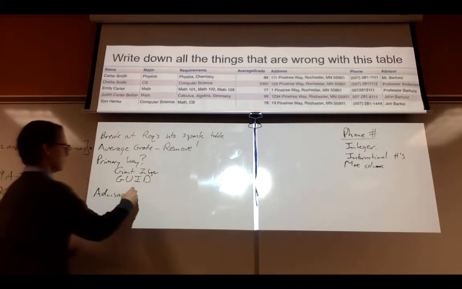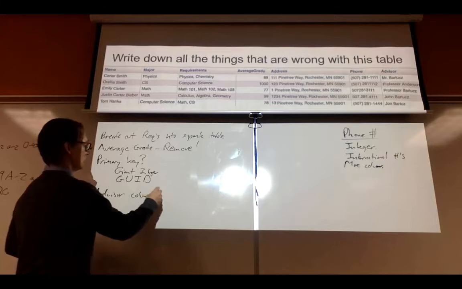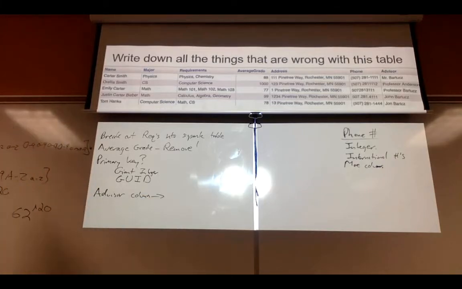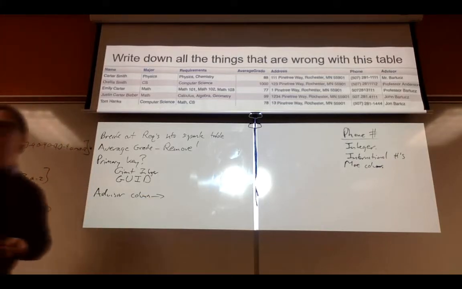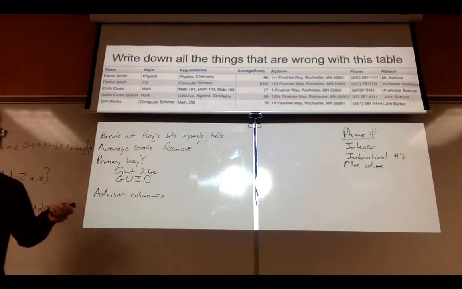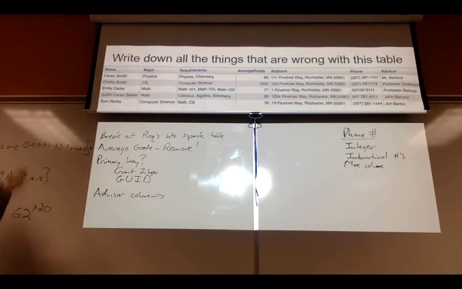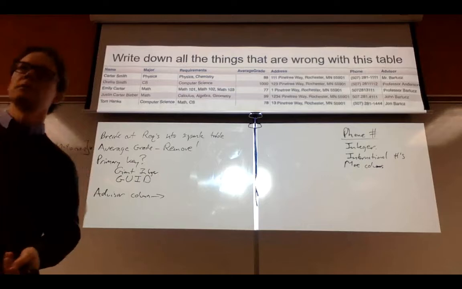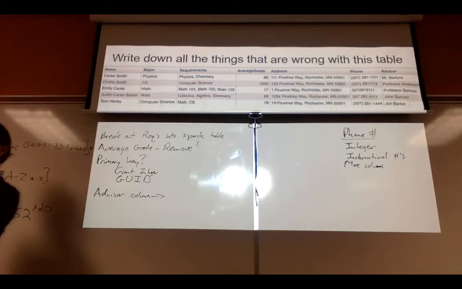the advisor column, what should we do with it? Create another table and have it linked via the foreign key. Exactly, right? Does the advisor name really have anything to do with a student? Not really, right? It's more like the idea of an advisor, where the details about that advisor should be somewhere else.